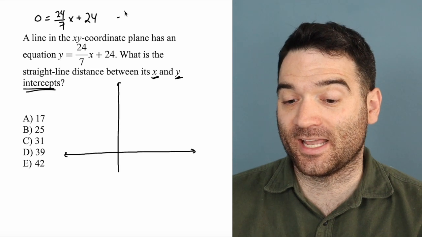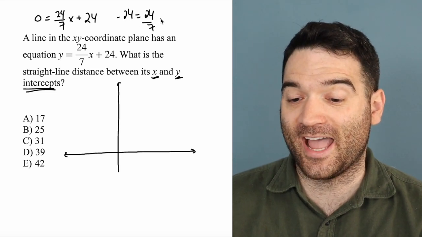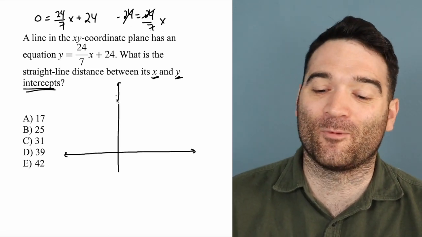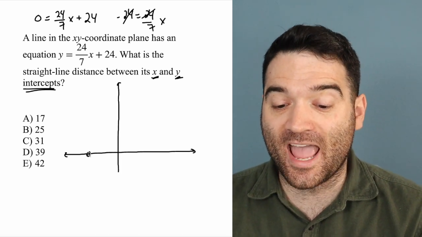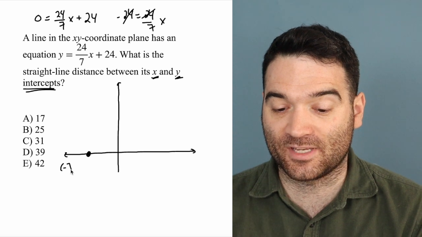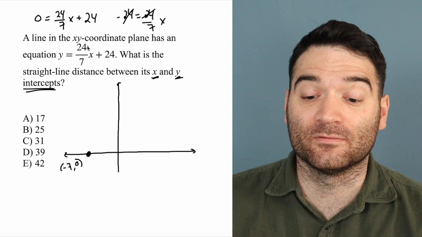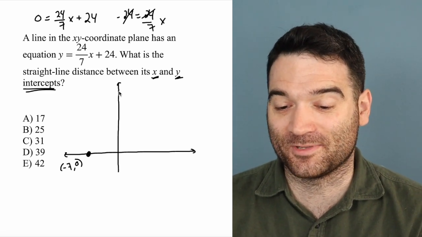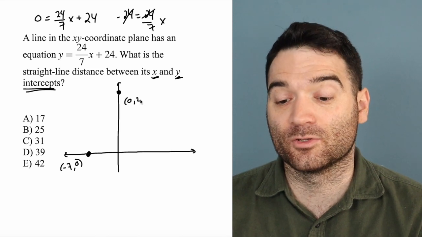Subtract 24 on both sides. Negative 24 equals 24/7 x. Multiply this side by 7/24, so the 24's cancel out, and what I end up with is negative 7. So the x-intercept of this line is negative 7. It crosses at the point (-7, 0). The y-intercept, I'm just going to plug in 0 for the x, right? And so if I plug in 0 there, that goes away, and the y-intercept is 24. So that point is (0, 24).